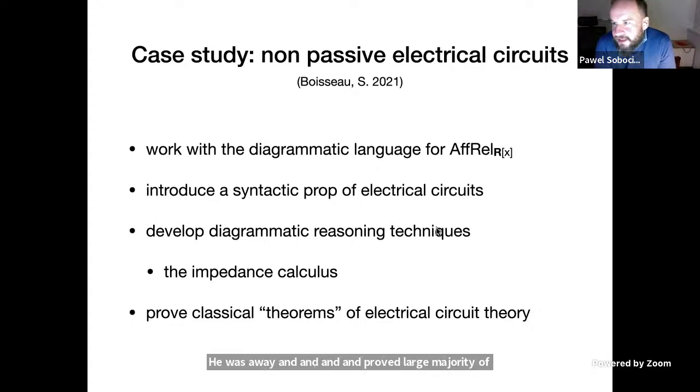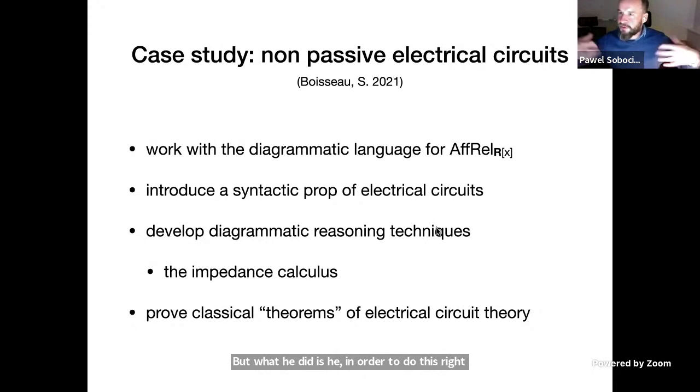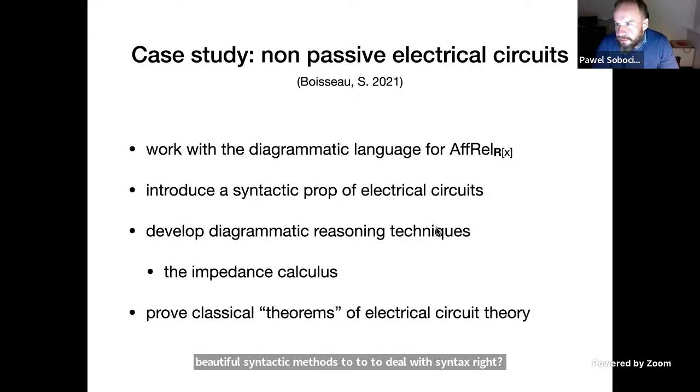But in order to do this, we know that string diagrams get big, right? So we need some additional calculational tricks. We need some additional syntactic sugar. We need some beautiful syntactic methods to deal with syntax. And this is something that computer scientists are quite used to, but mathematicians are not. So it's difficult to convince mathematicians that this is a useful thing, even though I think for computer scientists, this is somehow part of the course, that having cute ways to calculate is extremely important. And this is what Guillaume did.